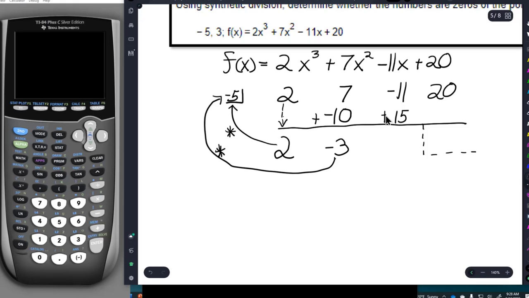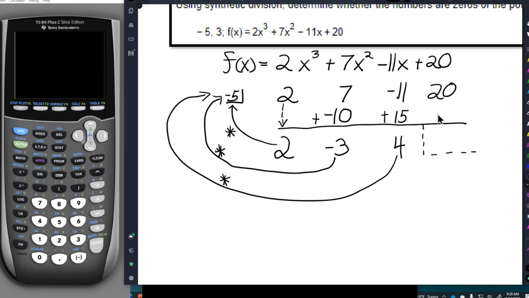And then I add negative 11 plus 15 is 4. And then I take 4 and I multiply it by negative 5. Four times negative 5 is negative 20. And I write it underneath the last constant right there. And I add 20 plus negative 20, and doggone it, I get a 0. And this means celebrate.